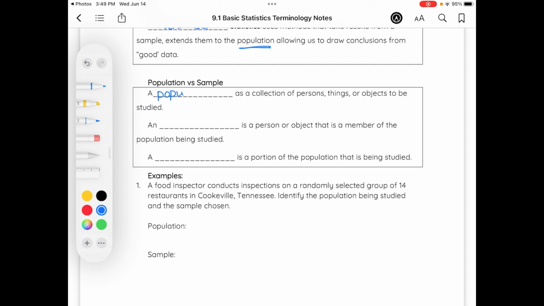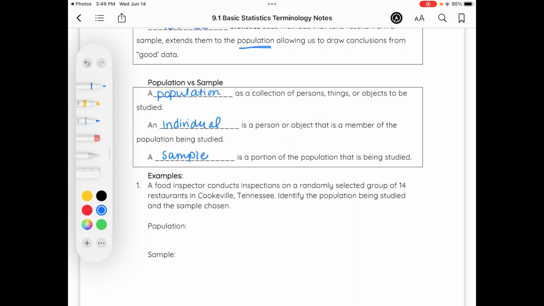A population is a collection of persons, things, or objects that is being studied. An individual can be described as a person or object that is a member of the population being studied. So if we grab a bunch of individuals together, that becomes a sample. A sample is a portion of the population that is being studied.